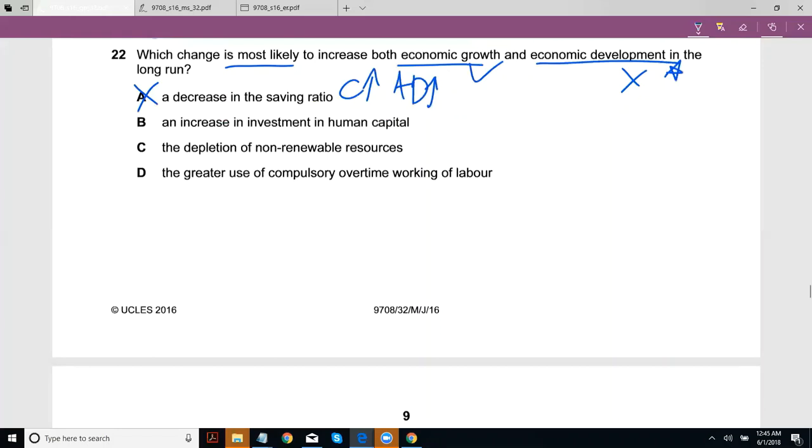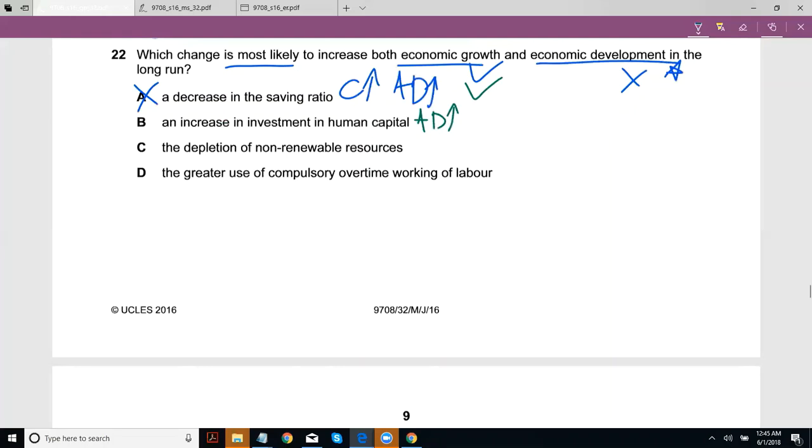An increase in investment in human capital would again increase your productivity. So it would increase your aggregate demand. So economic growth is still fine here. I'm not too sure about economic development, because if people have more education they have a better lifestyle or generally the economy will be better.